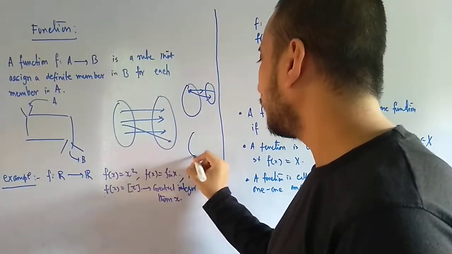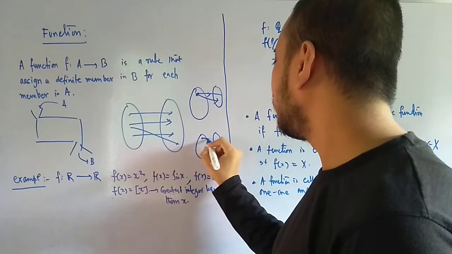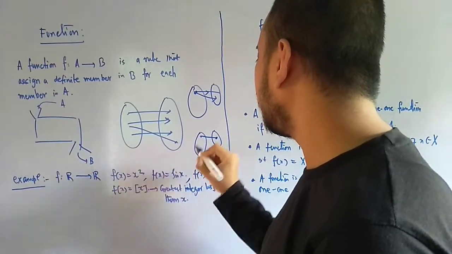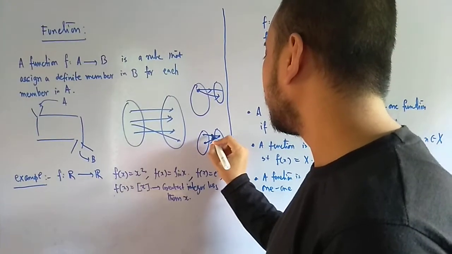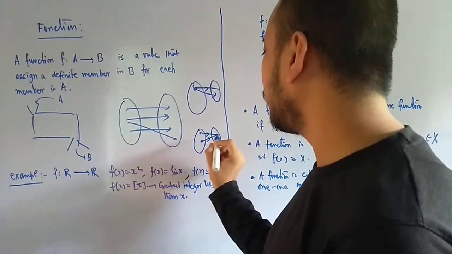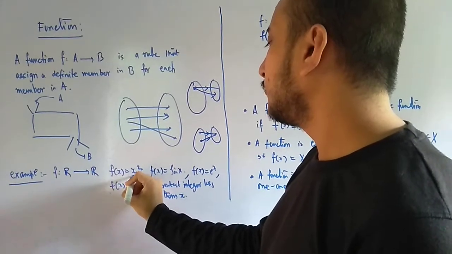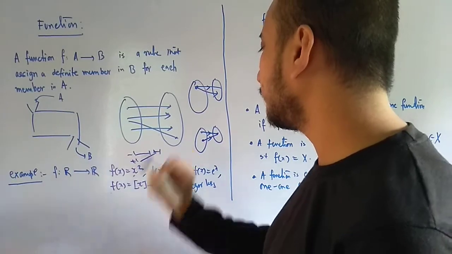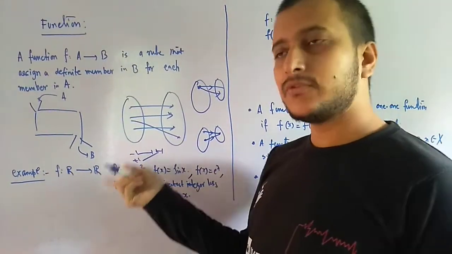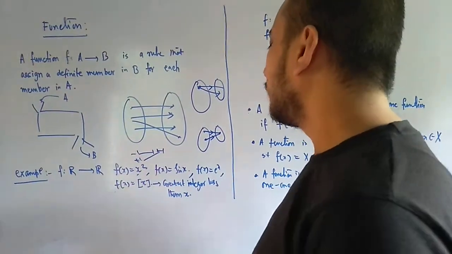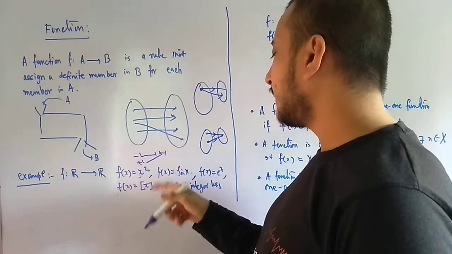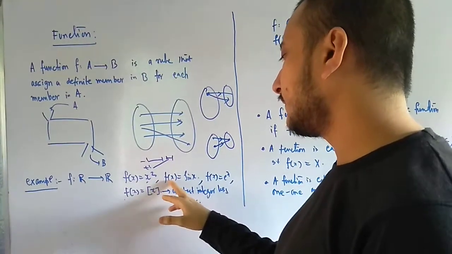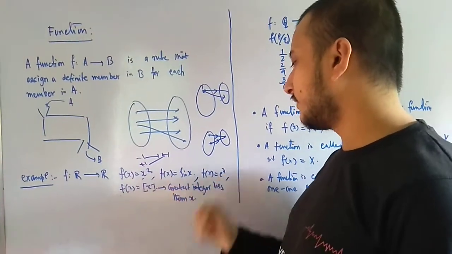You may have one same image for two distinct pre-images. This case may occur. For example, here if we put minus 1, the image is plus 1. If you put plus 1, the image is also plus 1. If you put minus 2, this is plus 4. If you put plus 2, this is plus 4. Here also the same case: you have the same image for 0, pi, 2 pi, 3 pi. In this case, f(x) = sin x. These are called the trigonometric functions.